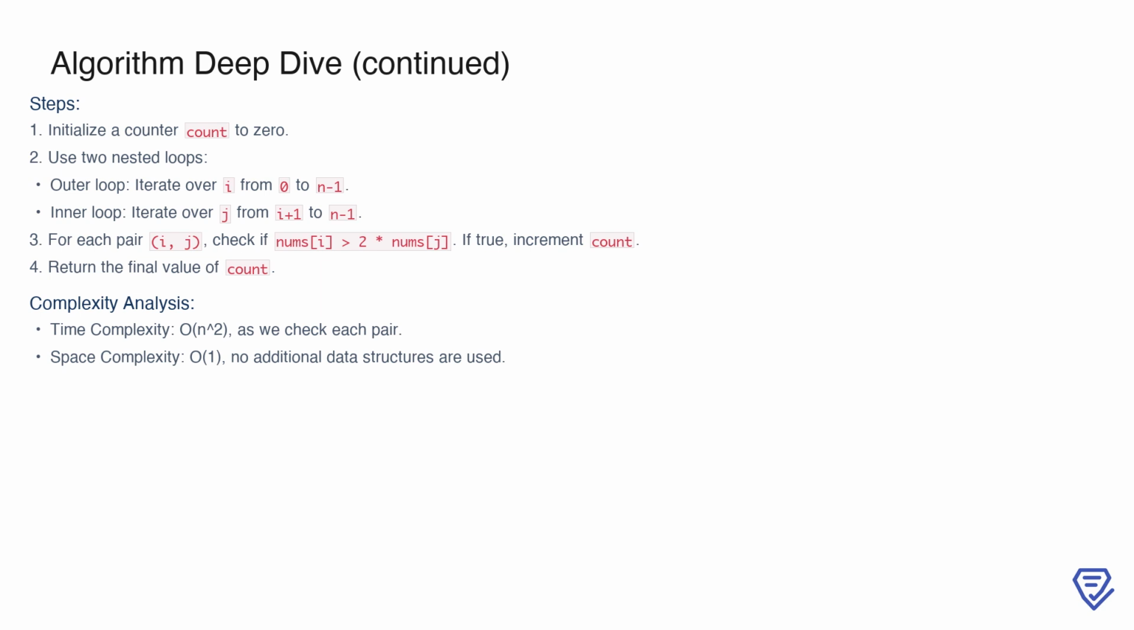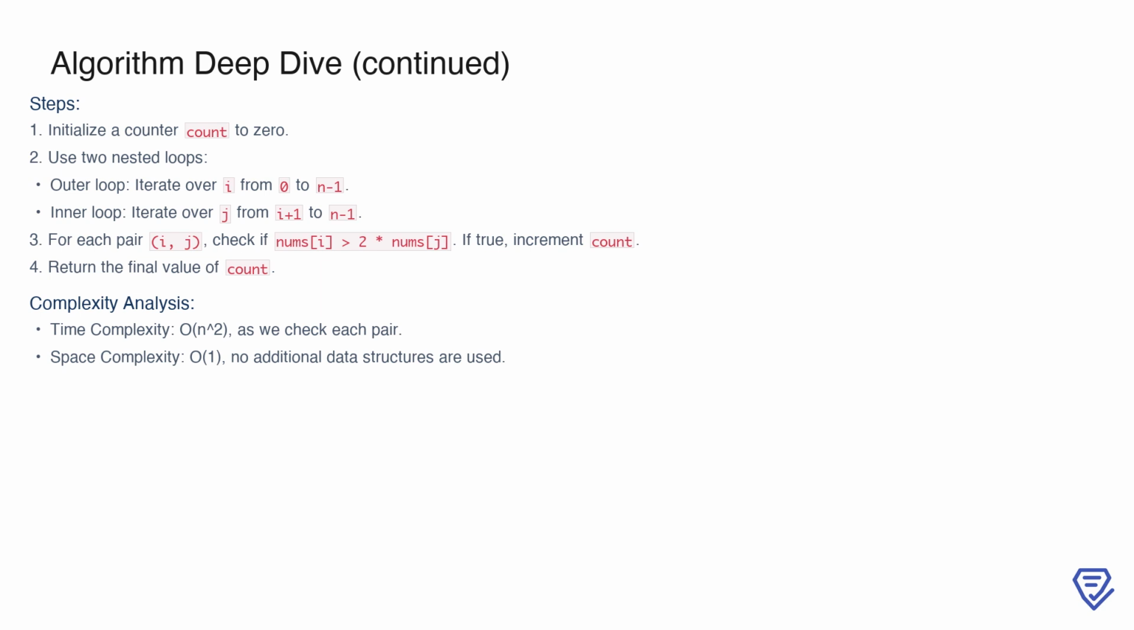Then, we use two nested loops to iterate through all possible pairs of indices in the array. The outer loop iterates over i from 0 to n-1, while the inner loop starts from i+1 and goes up to n-1. For each pair (i, j), we check if the condition nums[i] > 2 * nums[j] is satisfied. If it is, we increment the count. Finally, after all pairs have been checked, we return the value of count.